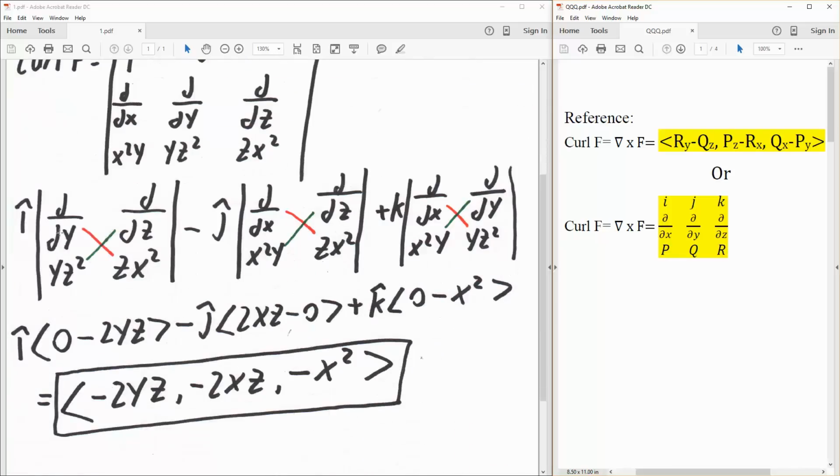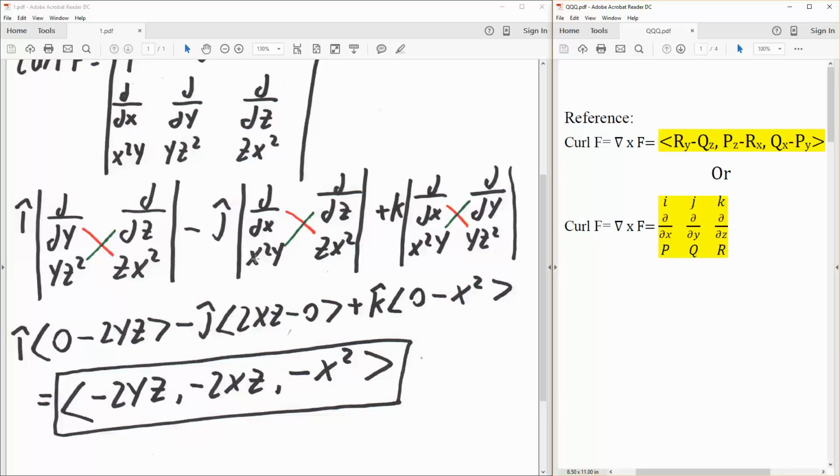So we do partial derivative in terms of y times z times x squared. So we're taking the partial derivative of this in terms of y. We don't have any y term, so this is simply a constant. So we would get 0 minus. Then we do the partial derivative in terms of z for y times z squared. So this would allow us to get minus 2yz. So then we do partial derivative in terms of x times z times x squared. So we would get 2xz.